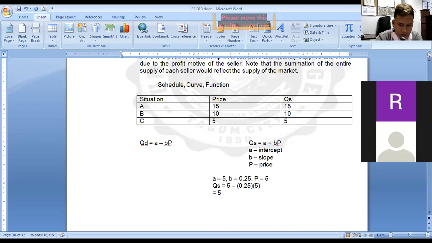Dili na siya addition, sir. Ay, sorry, good. Addition na ay. So, 5 times 0.25 class pila? 2.5? Ay, mali. Pila gani? 5.